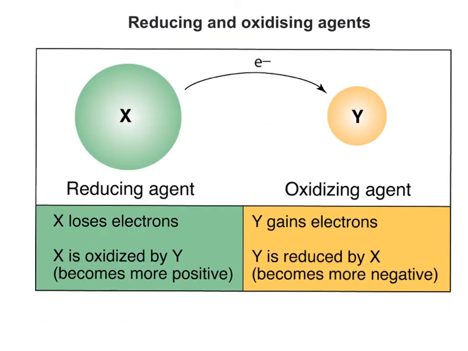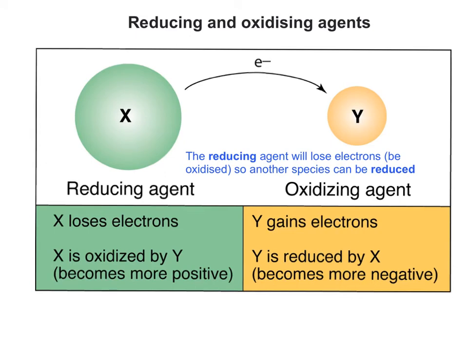So when we're looking at reducing and oxidizing agents and trying to work out which is the reducing and which is the oxidizing agent, all we have to do, once we've worked out in the reaction like we've just done what's been reduced and what's been oxidized, is decide what loses electrons and therefore something else will gain them. So the reducing agent will lose electrons, be oxidized in other words, so another species can be reduced.